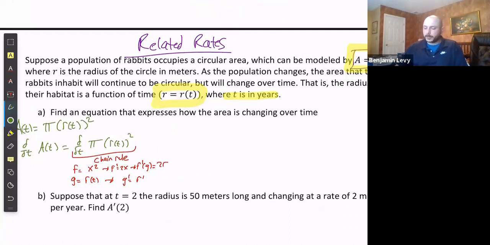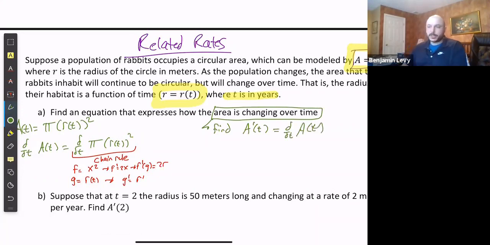And maybe I should have been more clear about this, right? We're trying to find an expression for how the area is changing over time. And so this is telling us to find A prime of t, right? Which is d over dt of A. I should have started with that. That's why we're doing d over dt, because we want to figure out how this is changing. We might really care about this if we were rabbit hunters, or sometimes people think rabbits are a pest if they're a farmer or something. We might want to know how this population is changing. And so we now have a way to figure that out.